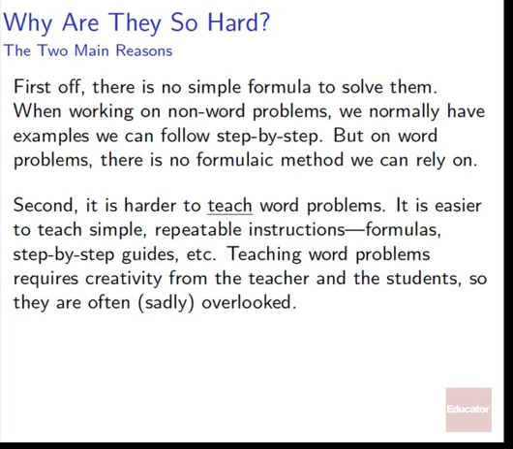That's a much bigger task than just teaching a few quick instructions. So often, sadly, they're overlooked because it's easier to teach to that, and a lot of education is based on taking standardized tests. So we wind up seeing us teaching to standardized tests as opposed to teaching to a larger scale of thinking and understanding, which is the sort of stuff that's absolutely necessary if we're going to do well on word problems.